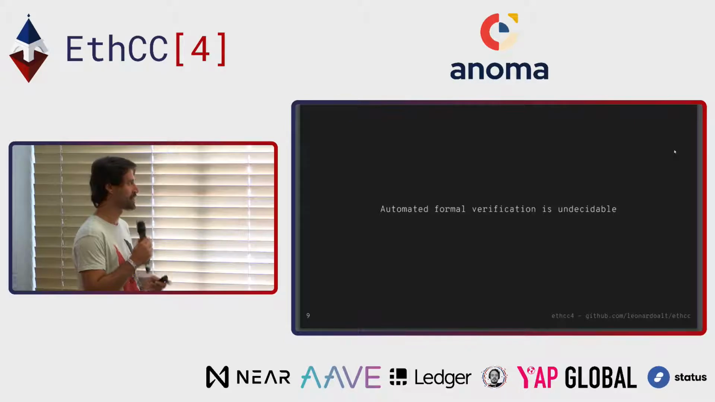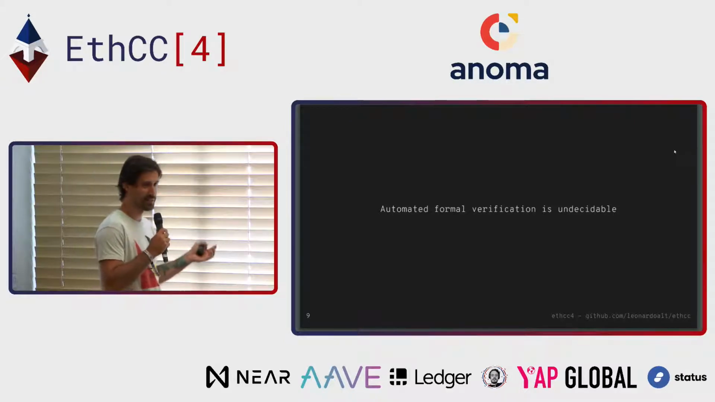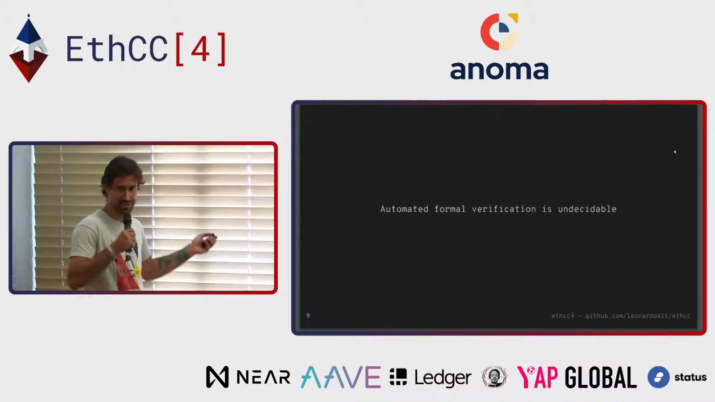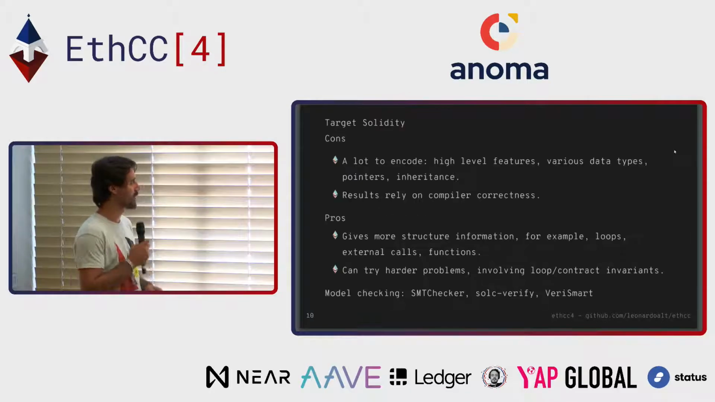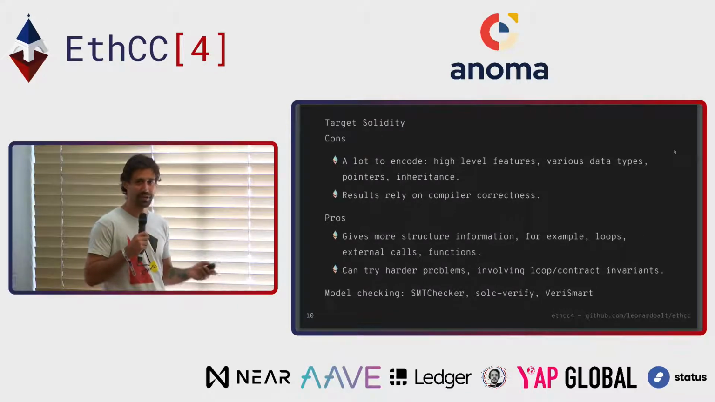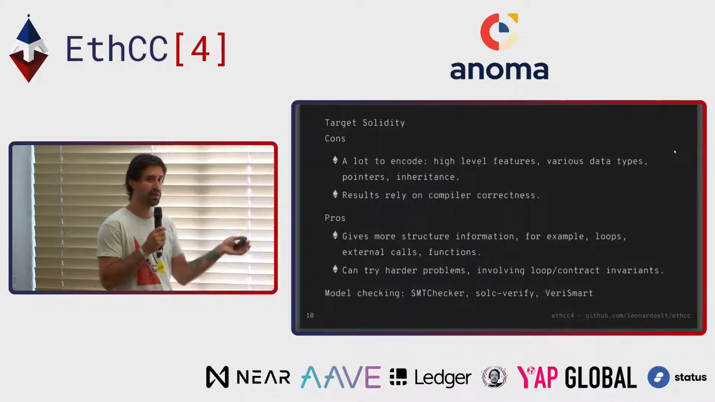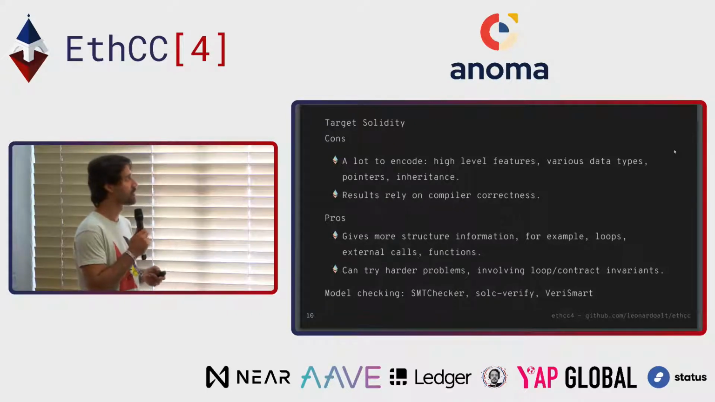One possible reason is not only automated, but formal verification in general is undecidable, which means that there's no possible algorithm or anything that will solve every single instance of a formal verification problem. So that's it. Okay, so it's undecidable. We can't really solve for the general case. So there are several different approaches that have different pros and cons that a lot of people develop in the wild. And one very common approach is to either target EVM bytecode or target Solidity, high-level code.